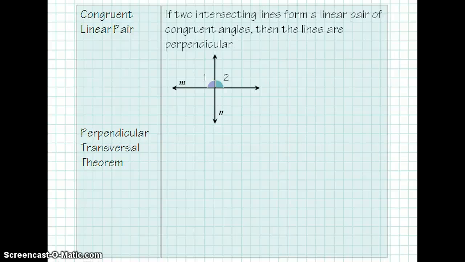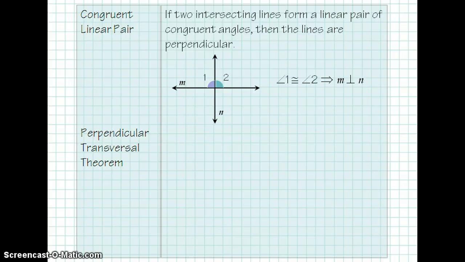So we have a couple of theorems to get out of the way here that will help us as we go through solving problems about this. First off, if two intersecting lines form a linear pair of congruent angles, then the lines are perpendicular. So if I have line M and line N, and they intersect such that angle 1 is congruent to angle 2, then line M is perpendicular to line N.